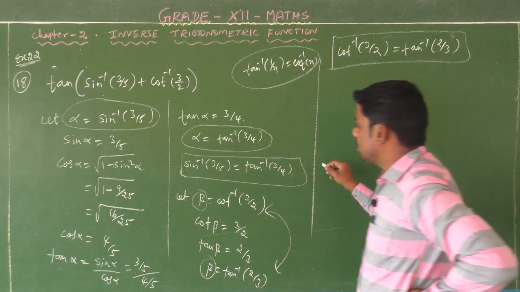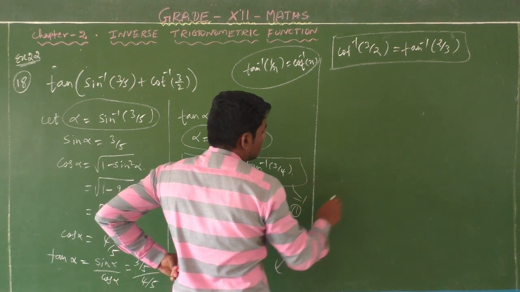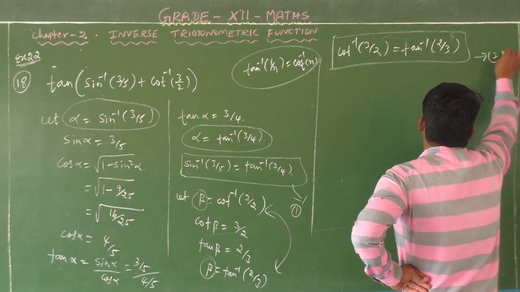These two values: this is equation number 1, this is equation number 2. From 1 and 2.